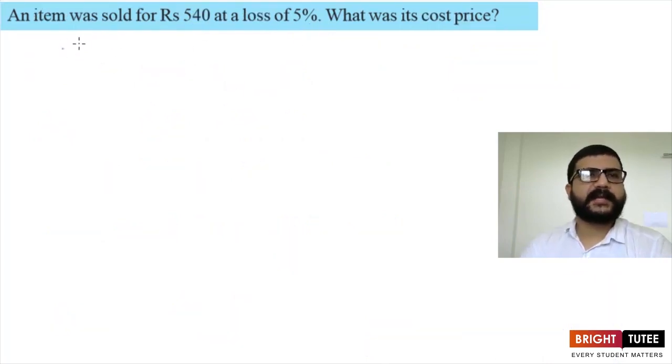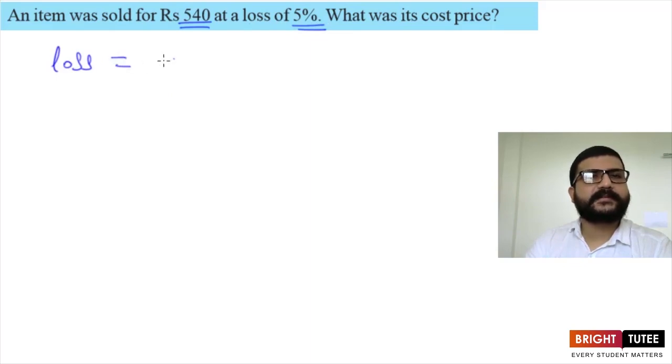Now here is the last question of this session. The question is, an item was sold for rupees 540 at a loss of 5%. What was its cost price? So basically we have to find cost price here. Now how can we find cost price? First of all, what is loss? It is of 5%. So as we know, loss is over our cost price only. So loss is equal to 5% of CP.